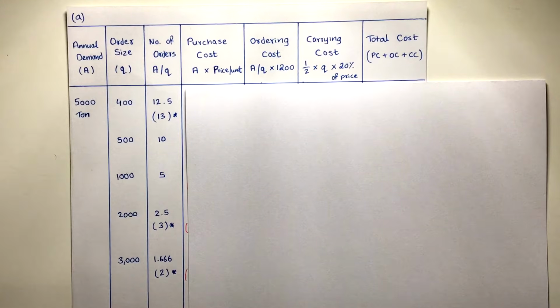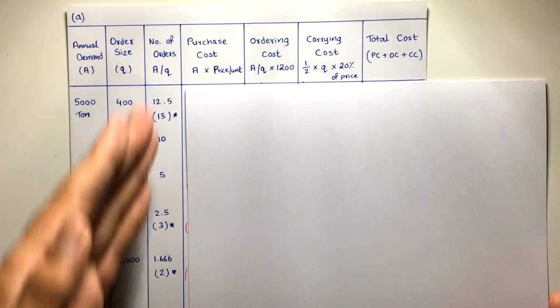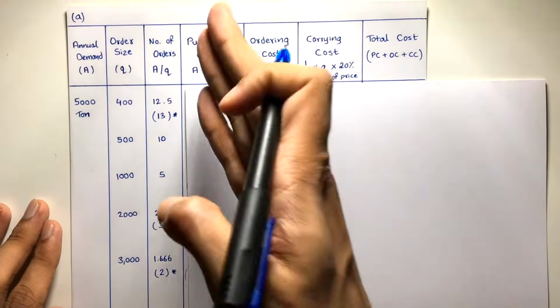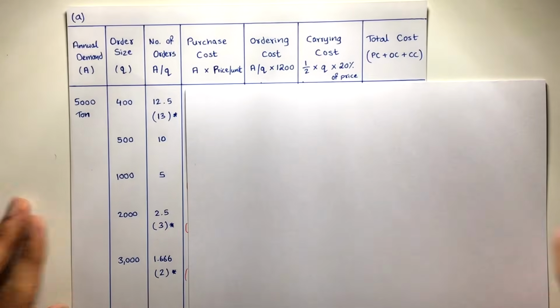So you have an option over here, don't worry, you can round it off or you can just calculate with the decimals also, it's not a problem. But if you think from the practical approach, you will have to round it off. Is it clear? So it's better to round it off. Okay, so we have got number of orders, and then after this you have to calculate the purchase cost. Purchase cost calculation is really simple.